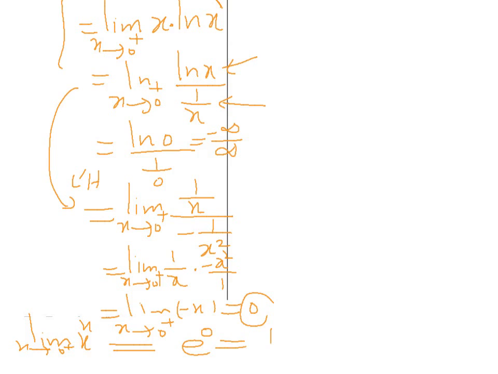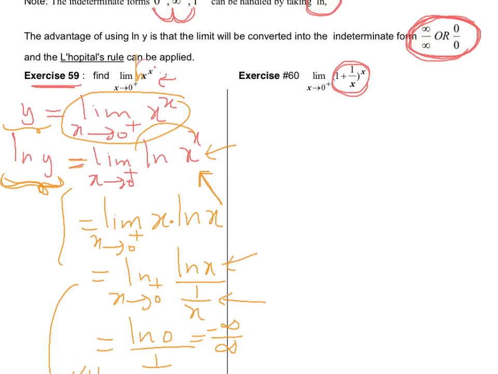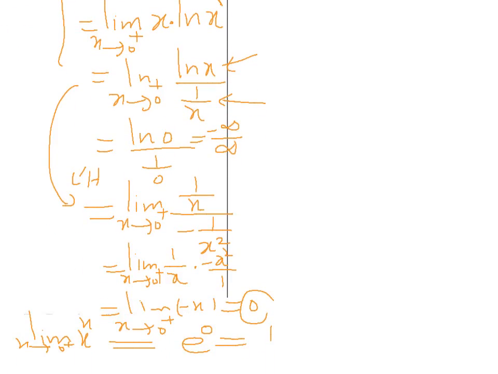So we started by taking ln of the given function, and we have to end by taking e. We have to reverse the operation. We took ln, so we take e at the end.